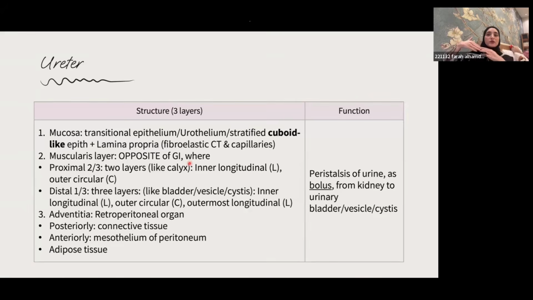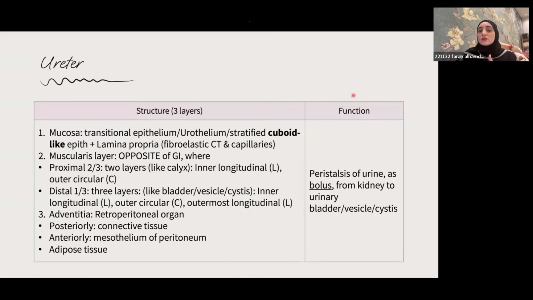Because ureters are retroperitoneal, or behind the peritoneum in our abdomen, anteriorly they are surrounded by the mesothelium of the peritoneum. Posteriorly, they are surrounded by connective tissue, and there's adipose tissue in between.